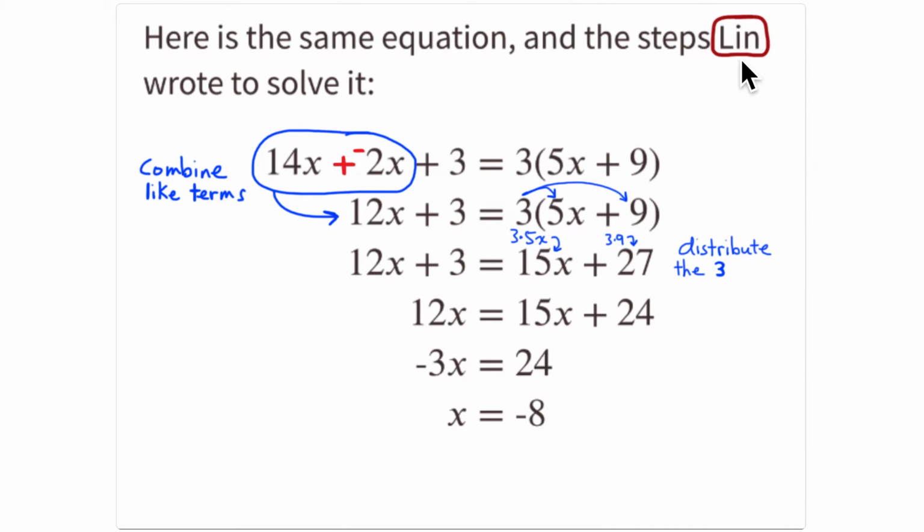On the other path, Lynn decided, I'm not going to factor out the 3. I'm actually going to take this 3 here and distribute it to the 5x and the 9. What that means is it's really as if you're taking those 3 groups and taking all of the x's out, combining them all together, and you have 15 total x's, because 3 times 5x equals 15x. And you take 9 things out of 3 separate groups, combine them all together, and you have 27 total things. That's the distributive property. 3 times 5x is 15x, and 3 times 9 is 27.